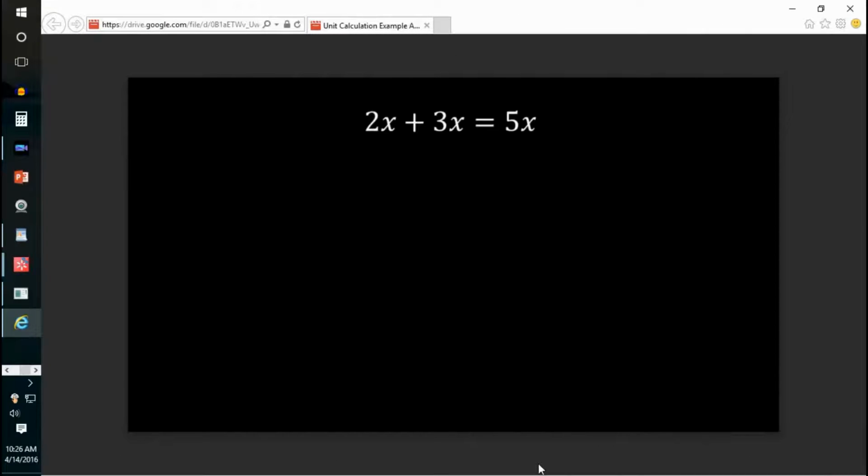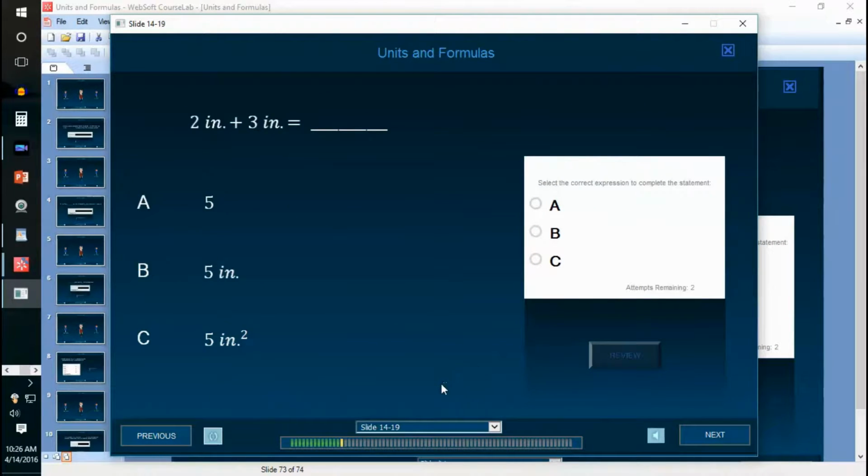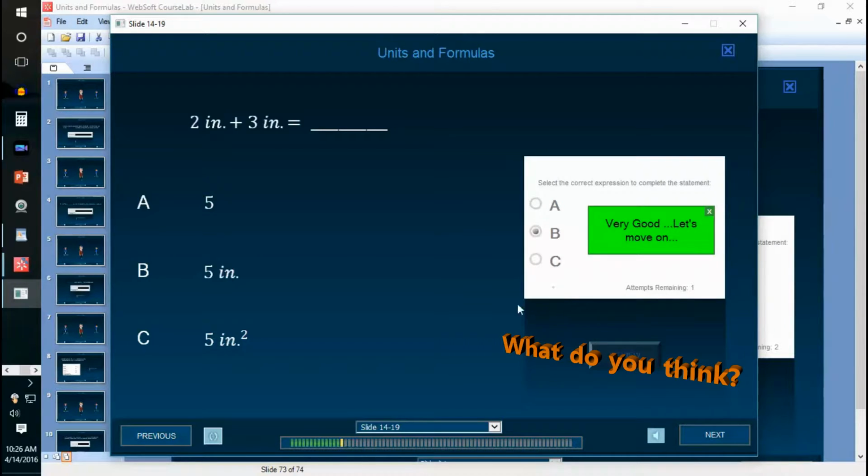For example, just as we say that 2x plus 3x equals 5x, we can say that 2 inches plus 3 inches equals 5 inches. 2 inches plus 3 inches equals which of the following? Nicely done. B is the correct answer.